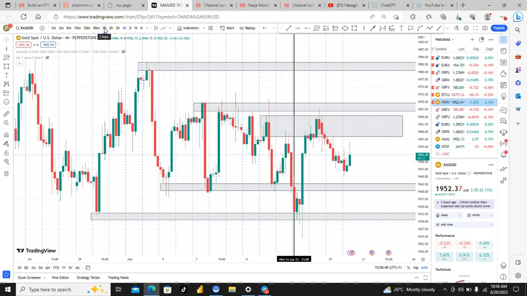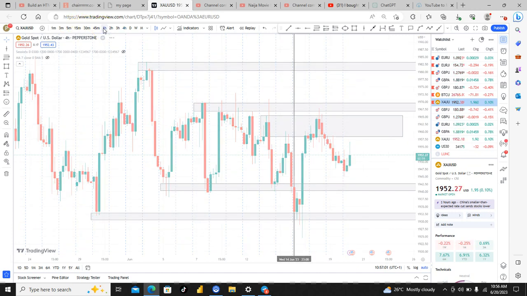So let's go back to the hourly. This is my order block before this impulsive move to the downside. So, went back to, okay, hourly time frame.